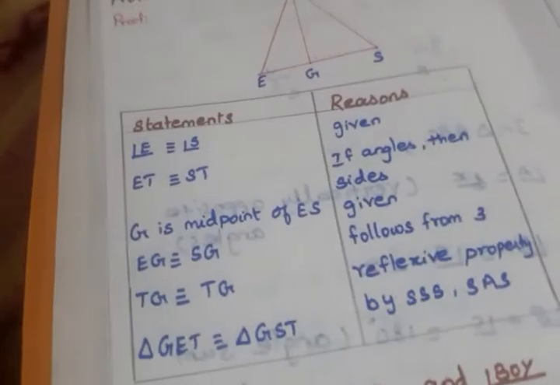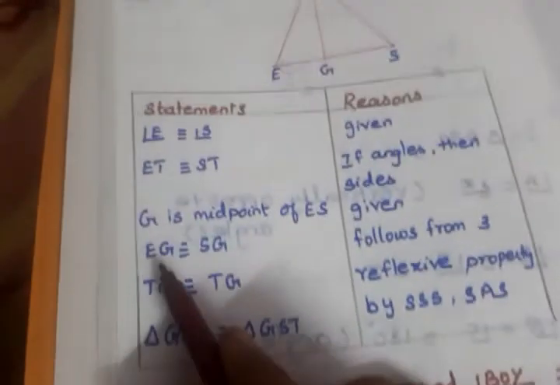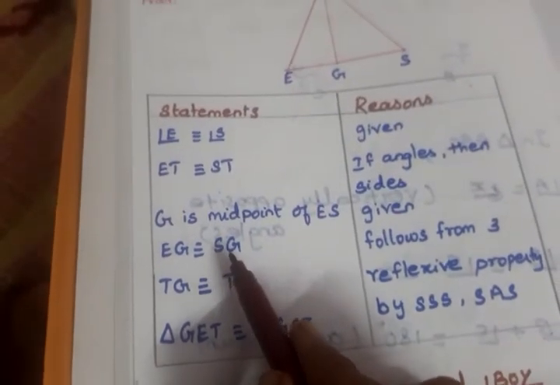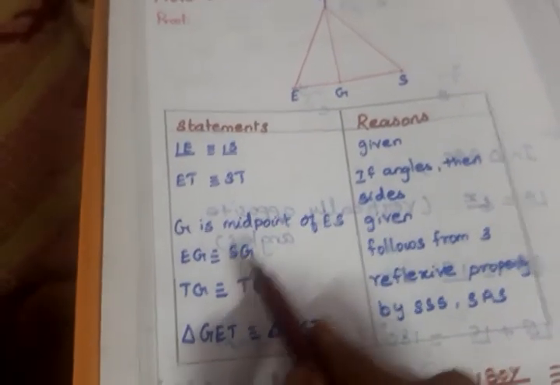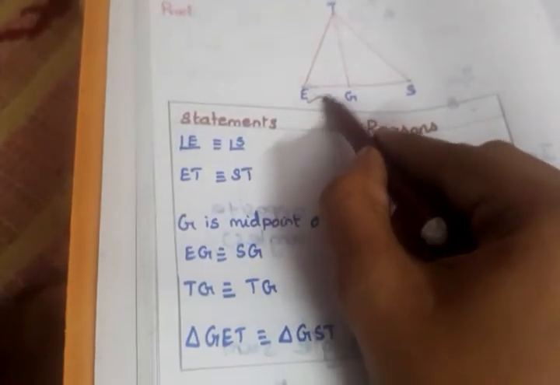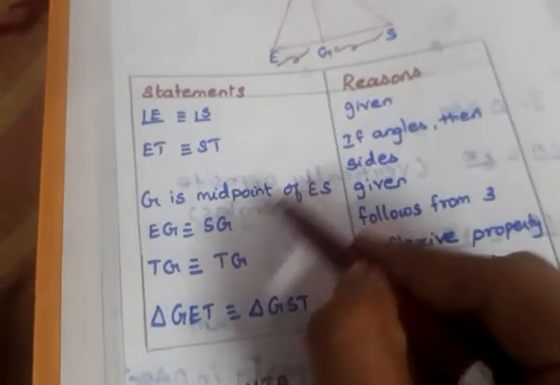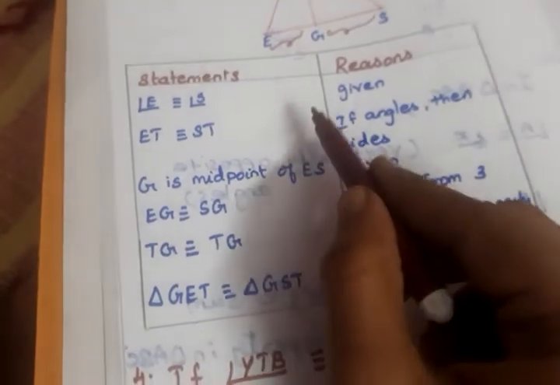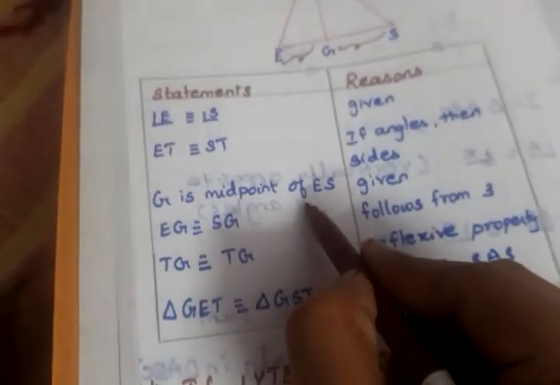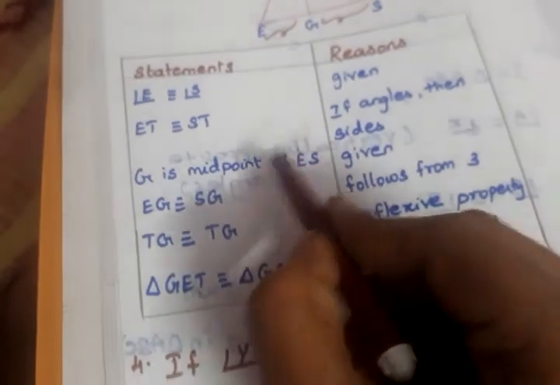Then next, already given that. Then next, EG is congruent to SG. So this one is equal and this side is also equal. So EG is congruent to SG. Follows from 3, so the third point. G is a midpoint of ES, already you know that. Then equal triangle.